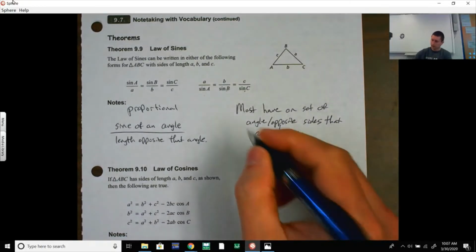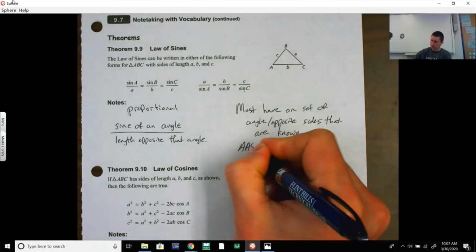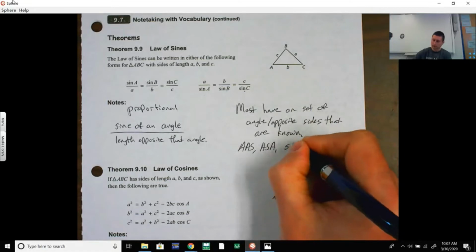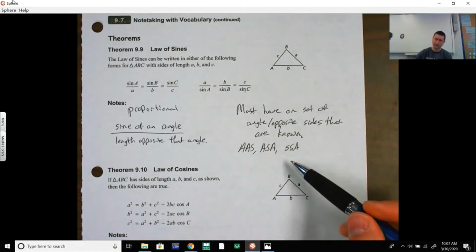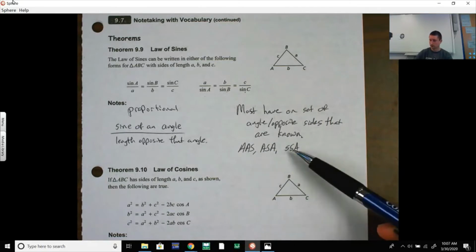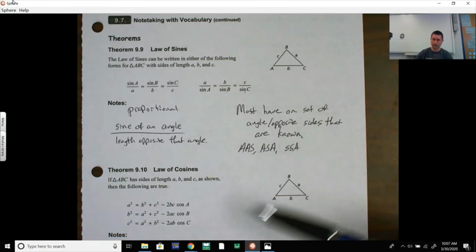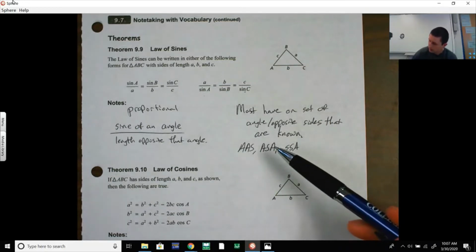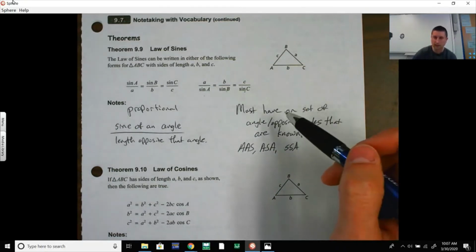Congruency theorems that fit this are angle, angle, side, and angle, side, angle. Sometimes side, side, angle does work with this, but it doesn't work too well. Okay, so if you have any of those situations, this is going to work. We're going to look at some examples so you can see how to use it. But you have to have one set of angle and opposite sides known.